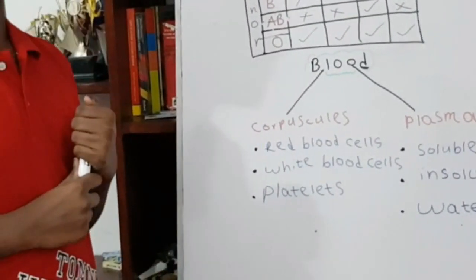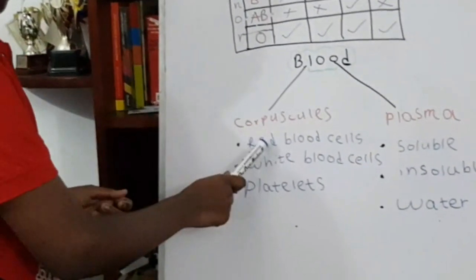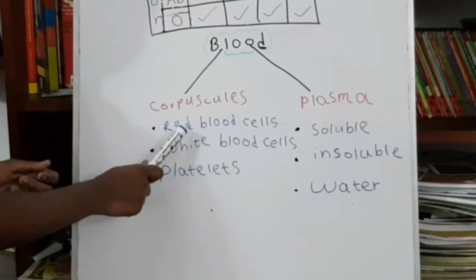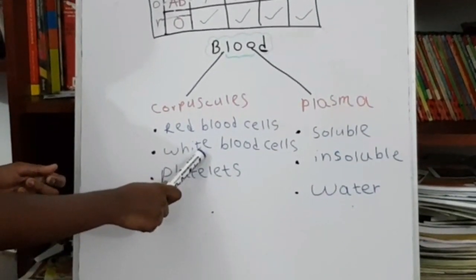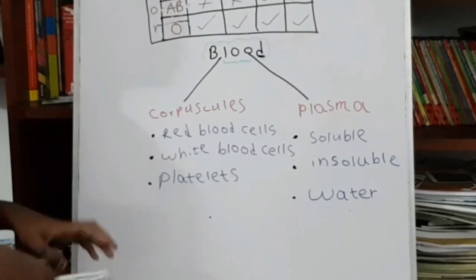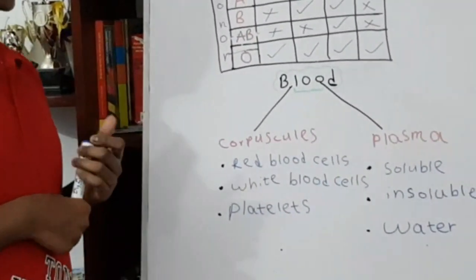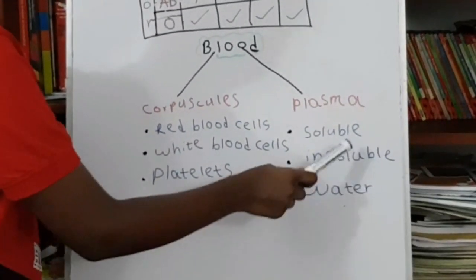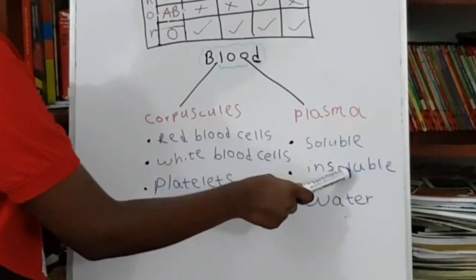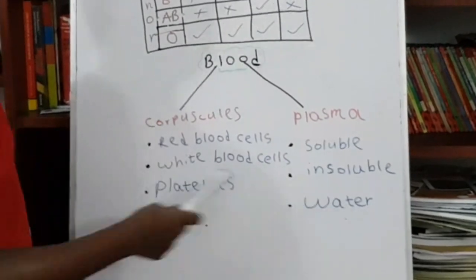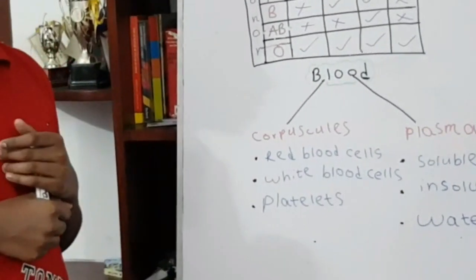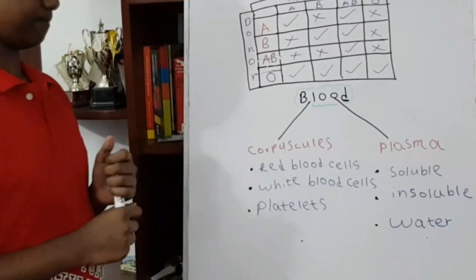Corpuscles can be divided into 3 groups: red blood cells or erythrocytes, white blood cells or leukocytes, and platelets. Plasma too can be divided into 3 main types. They are water, things soluble in water, and things insoluble in water. Let us consider the functions of the corpuscles.